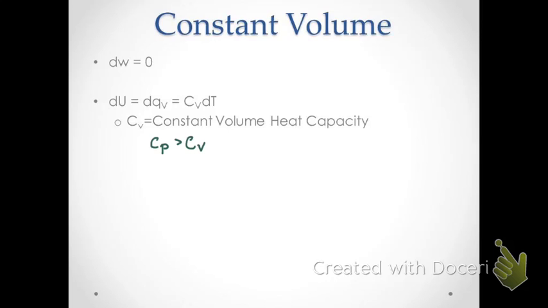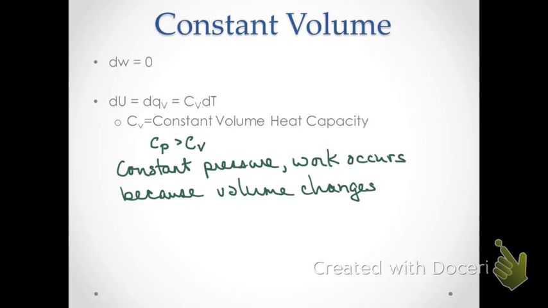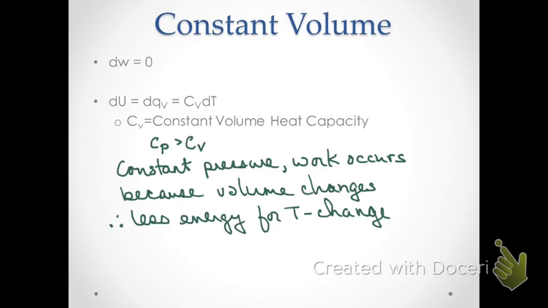So for a constant volume process, the temperature change that occurs would be greater than would be the case for a constant pressure process. In a constant pressure process, because the pressure is constant, the volume will change, and if the volume is changing, work is occurring. So because work occurs due to the volume change, there's less energy available for the temperature change. So some of the energy that's put into the system goes into work, some goes into a temperature change.